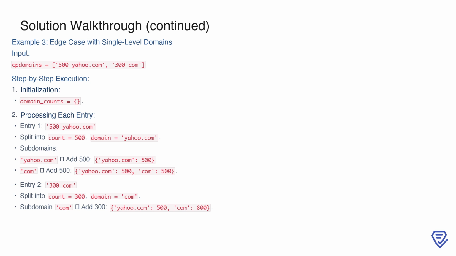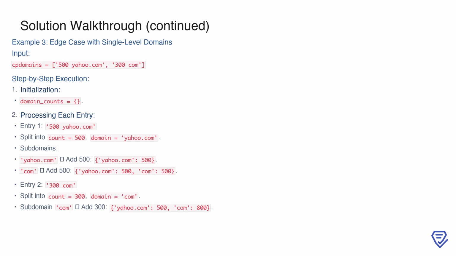For the first entry, 500 yahoo.com, we split it into the count 500 and the domain yahoo.com. Adding 500 to yahoo.com updates the dictionary. Then, for the top-level domain com, we also add 500, resulting in a dictionary of yahoo.com: 500, com: 500. For the second entry, 300 com, we add 300 to the count for com, bringing its total to 800.